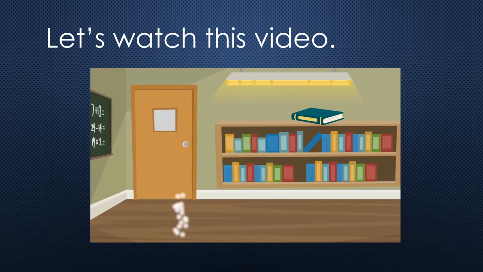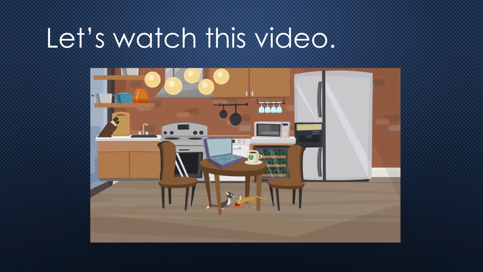Examples. Where is the book? It's on the shelf. Where are the cats? They are under the table.